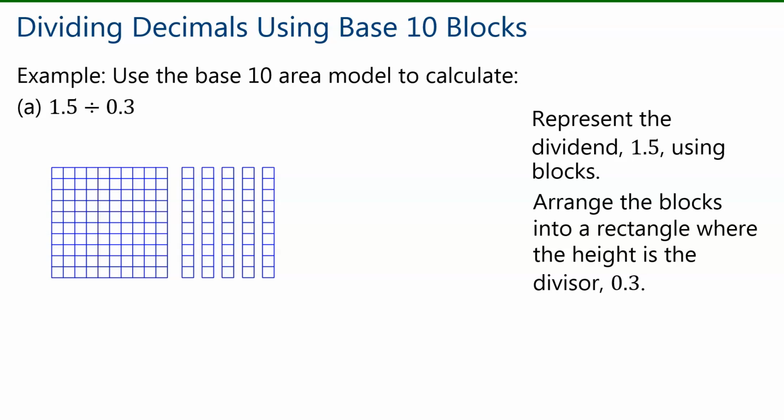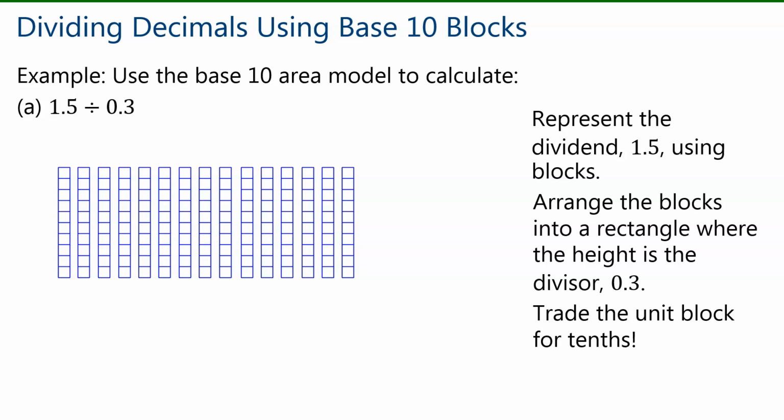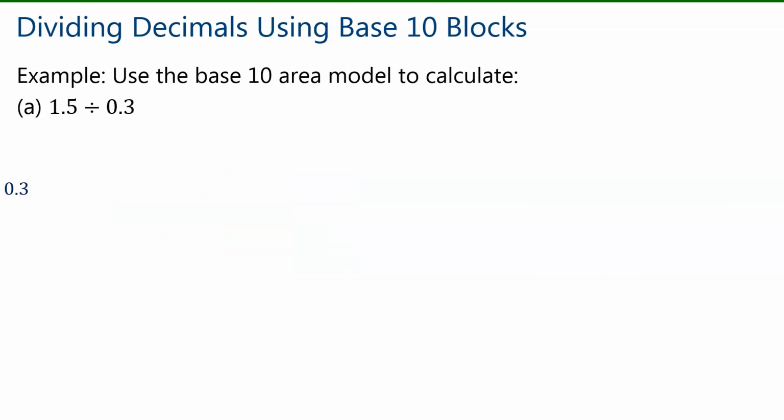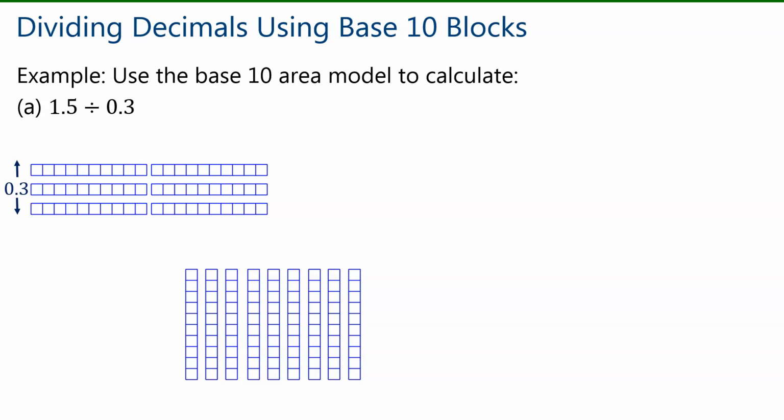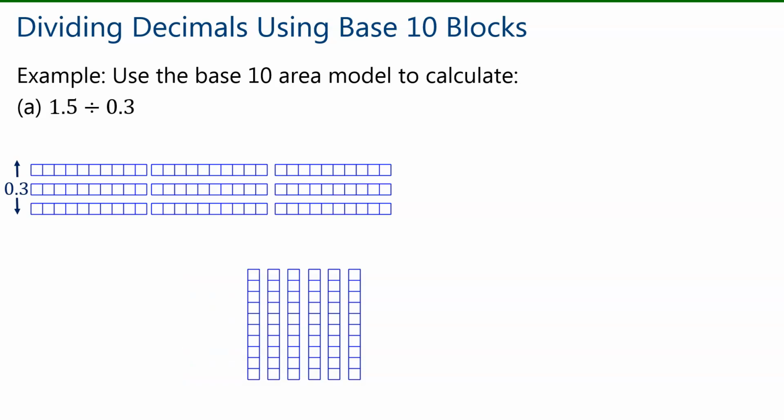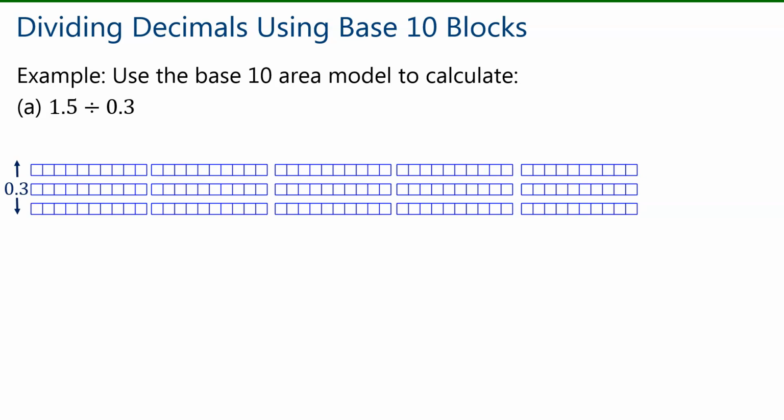Now, in order for us to create a rectangle with a height of 0.3, we're going to need to trade the unit block in for tenths. So let's do that here. So now let's create the rectangle. If I want the height to be 0.3, I would lay 3 rods horizontally. Now I need to take the rest of the rods and fit them into a rectangle. Make sure I keep the height as 0.3. So I can fill in the rods like this.